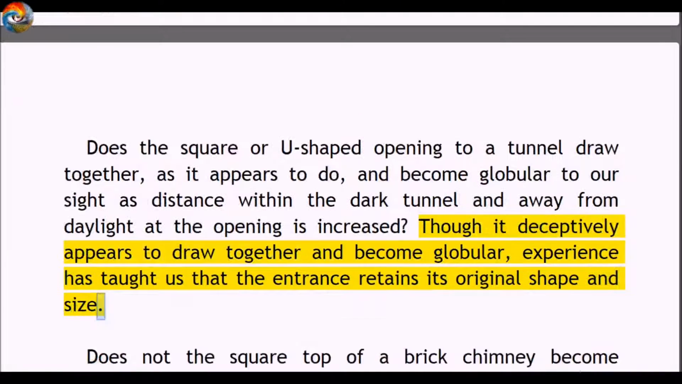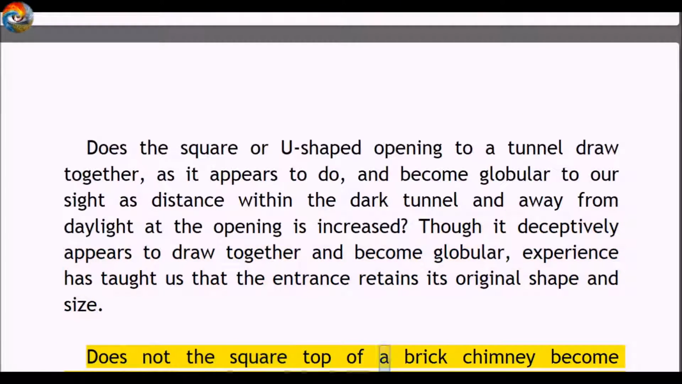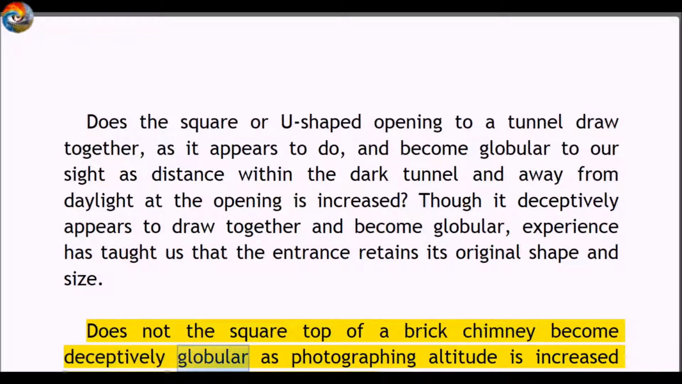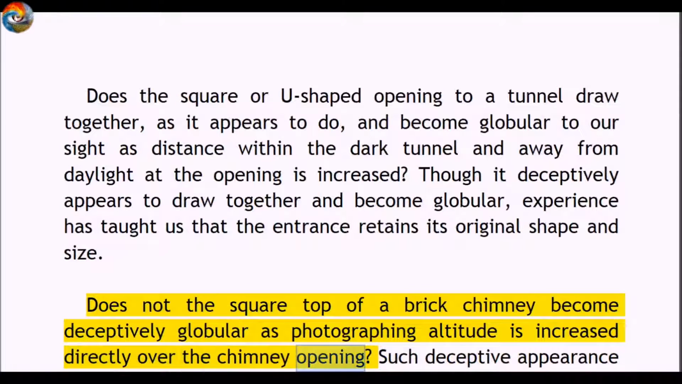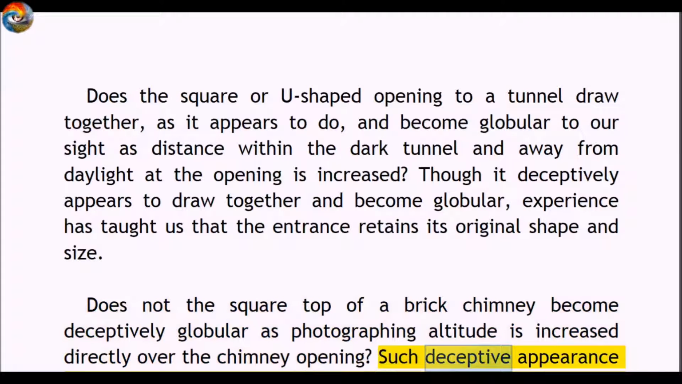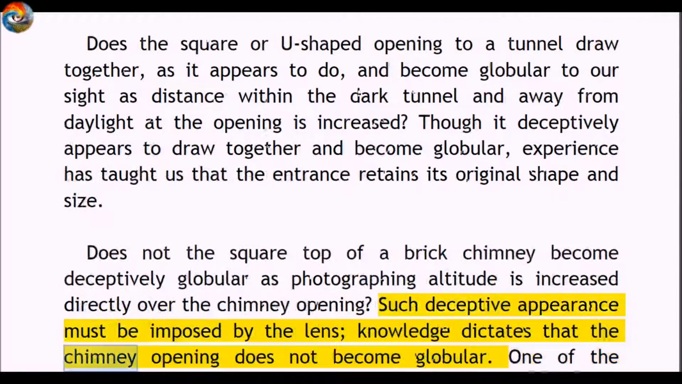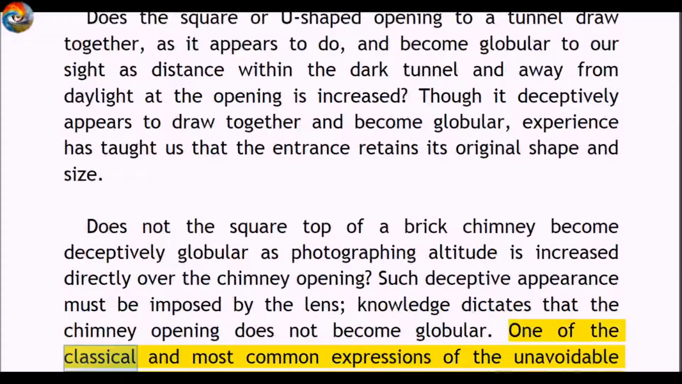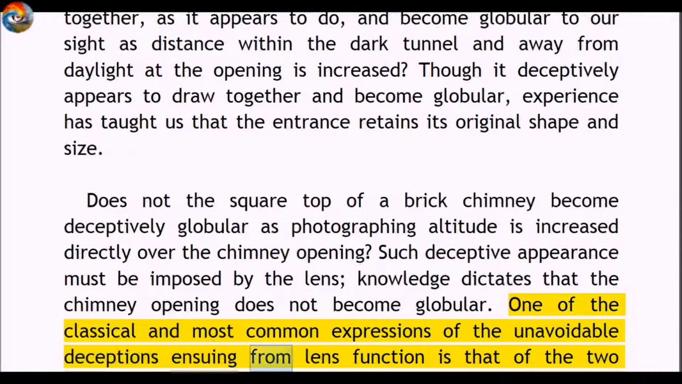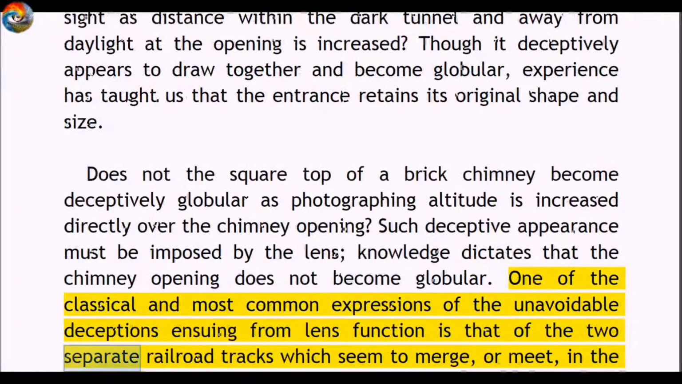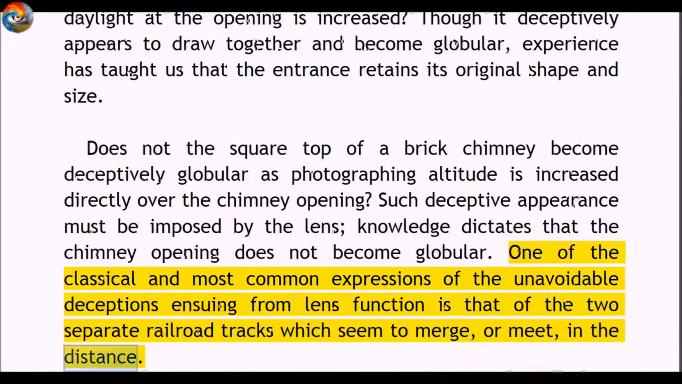Does not the square top of a brick chimney become deceptively globular as photographing altitude is increased directly over the chimney opening? Such deceptive appearance must be imposed by the lens. Knowledge dictates that the chimney opening does not become globular. One of the classical and most common expressions of the unavoidable deceptions ensuing from lens function is that of the two separate railroad tracks which seem to merge, or meet, in the distance.